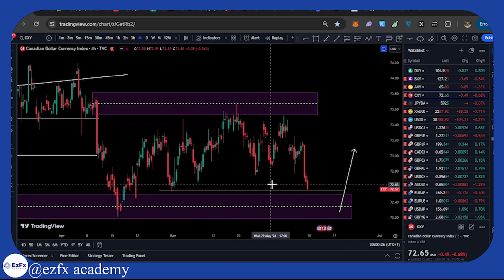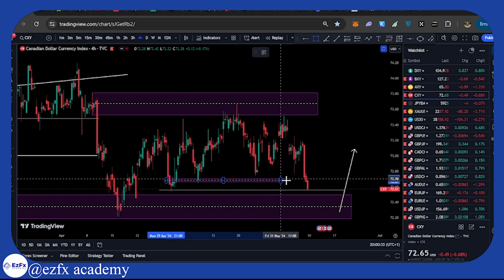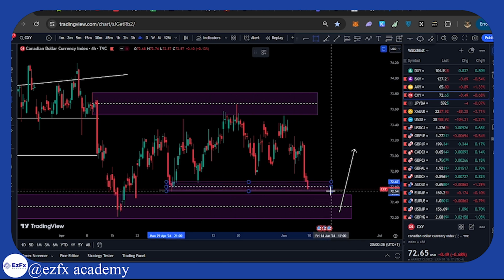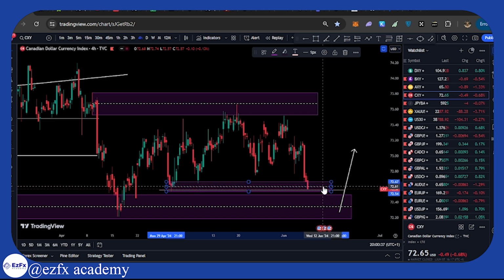However, it's very likely that we are going to see price actually react from this imbalance here, which I'm being very, very careful about. Let me just mark it out quickly. I'm being very careful about it because we've actually seen price tap into that imbalance once already.